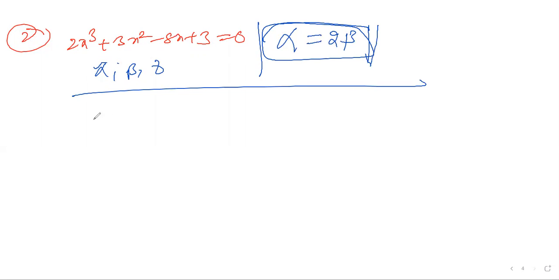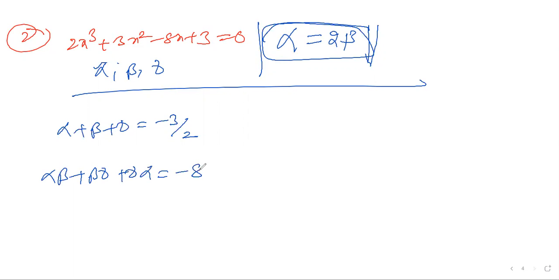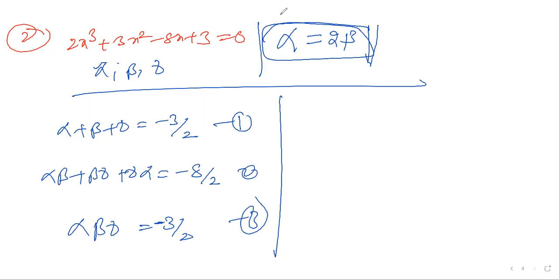This is a condition. Now let us write S1: alpha plus beta plus gamma is equal to minus 3 by 2. Second: alpha beta plus beta gamma plus gamma alpha is equal to how much? Minus 8 by 2. Alpha beta gamma is equal to minus 3 by 2. Am I correct? Yes. After this, equations 1, 2, and 3, please substitute your condition here. After rewriting the equation, what are you going to get?